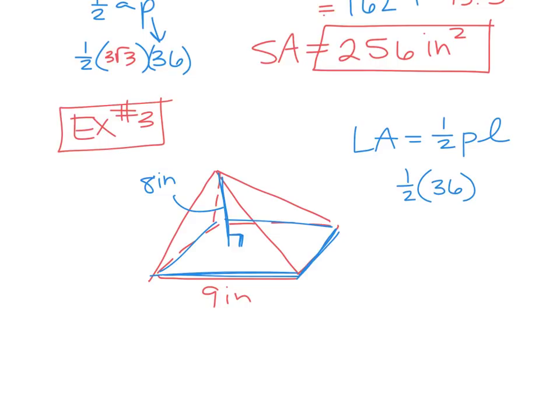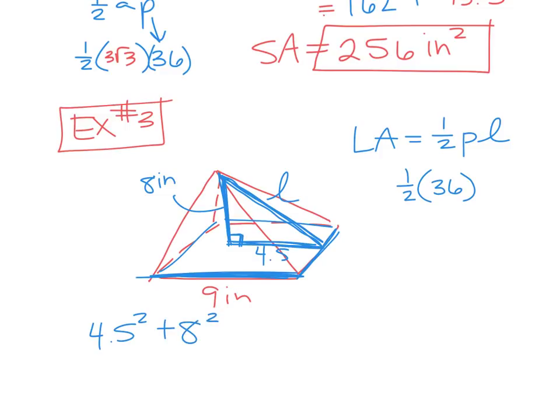Pythagorean Theorem. You have a triangle with the slant height right here. Now I didn't draw it very well, so it doesn't look like it got cut in half, but this 9 here gets cut in half when you take the height and go to the side. So this is 4.5, this is 8, this is our slant height. So you're going to go 4.5 squared plus 8 squared equals the slant height squared. Okay, so if we solve that, 4.5 squared plus 8 squared, take the square root of that, you get 9.